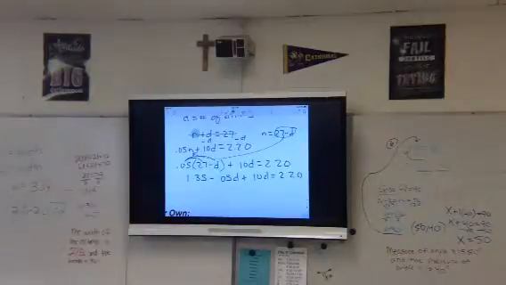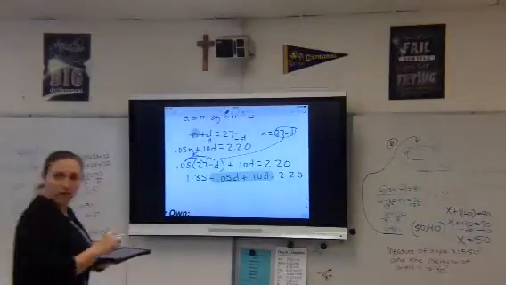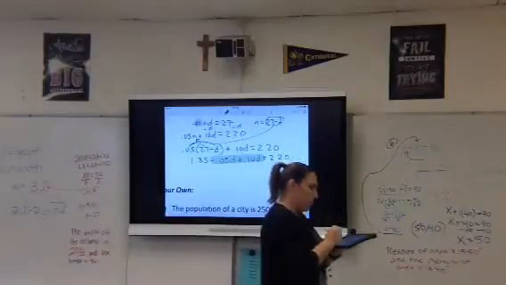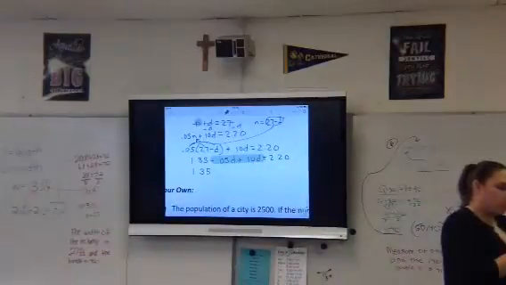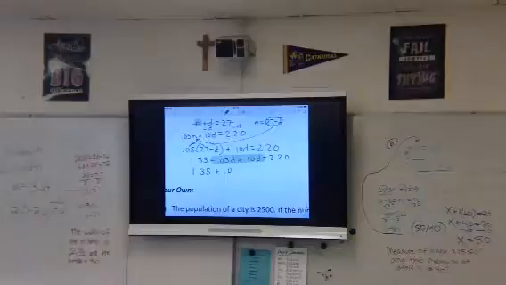So what do we do now? Combine like terms. So what is negative 5 cents plus 10 cents? Not 15. It's 0.05, right? You're subtracting, different signs subtract. So you've got $1.35 plus 0.05D equals 2.20.